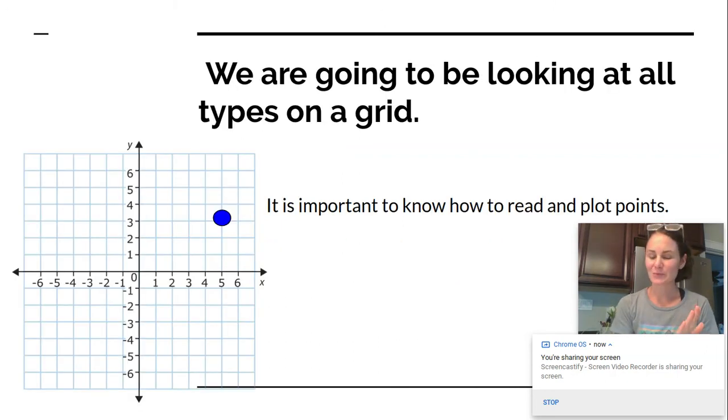We're going to be looking at the points on the grid. We've taken some time to make sure that you can read this point. We know that we read the X first and then the Y. So this point would be at 5, 3.